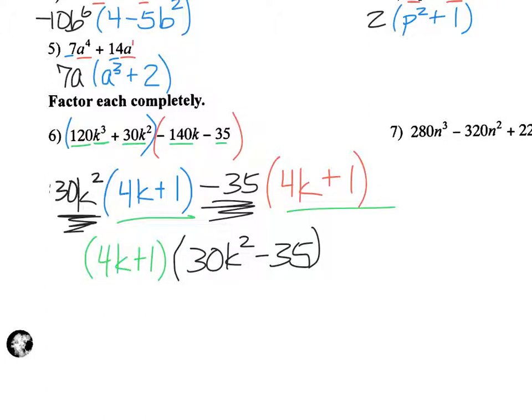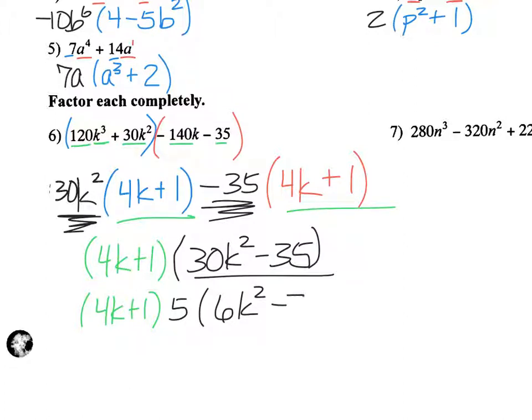Now, one other thing you can do here, and something that you need to pay attention to, is also look at other GCFs. This still has a GCF in it, and I could have done this at the beginning, and I'll show you how to do that as well. So the 4k plus 1 comes down, but there's something that'll go into both of those, and that is a 5. 5 goes into 30, 6. 5 goes into 35, 7. So this is actually its complete factored form.